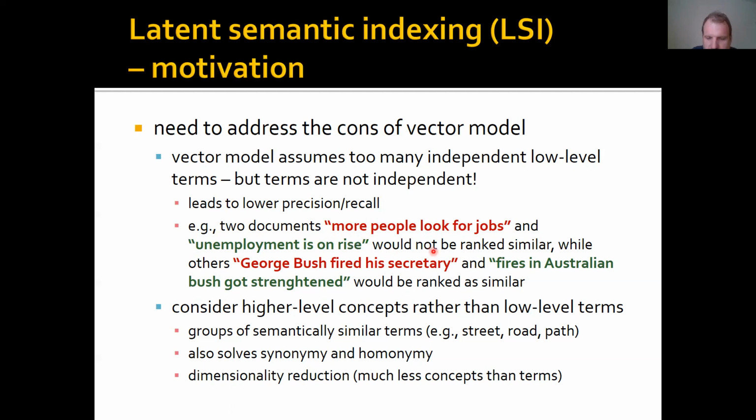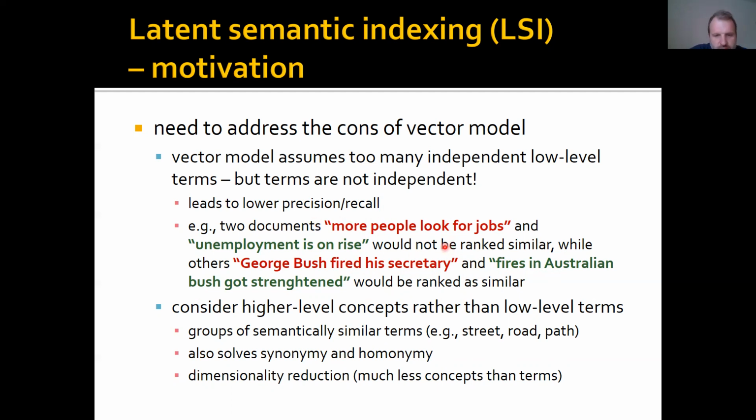On the other hand, we have a different example. We have two other titles: George Bush fires his secretary, and fires in Australian bush got strength. There are two terms in common in both documents: Bush and fire. So based on the terms, these two documents look very similar because they share two terms, but they are not similar, because one is about a president that fired a secretary and the other is about real fires. So it's completely not relevant. But using the vector model, we get the opposite of what we would like to have in both of these examples.